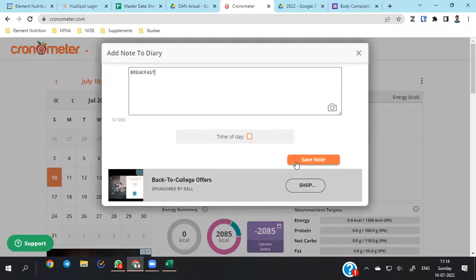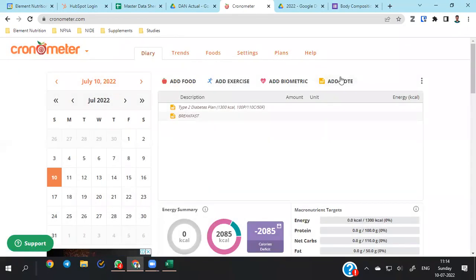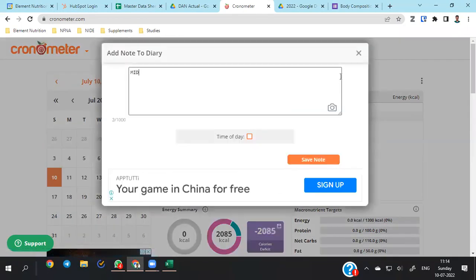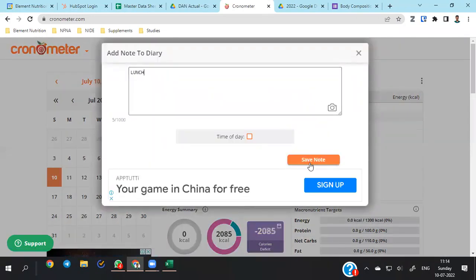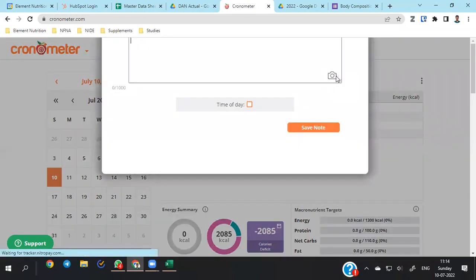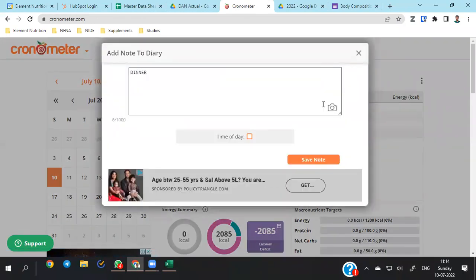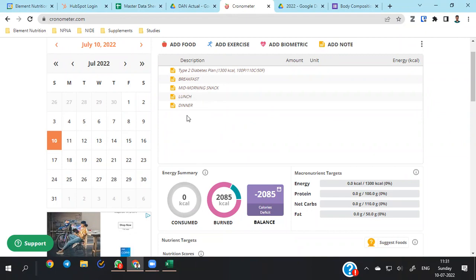He's already following breakfast, then mid morning snack, then comes lunch, then you have dinner straight after. Overall, this is a very standard Indian client. He doesn't have anything fancy per se.